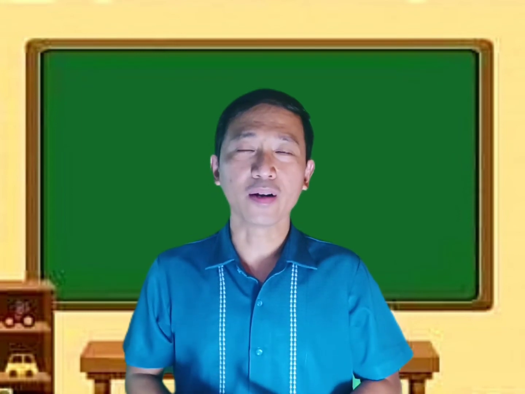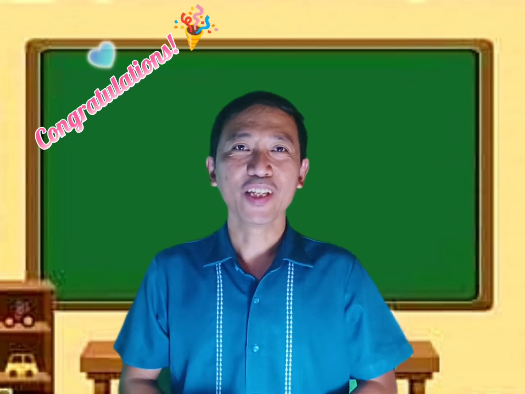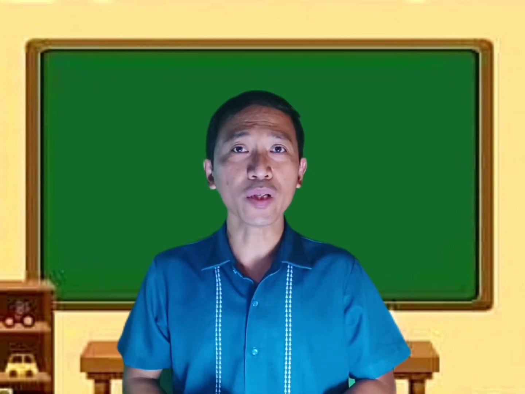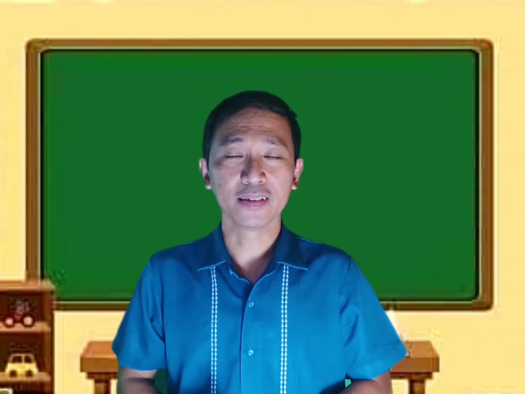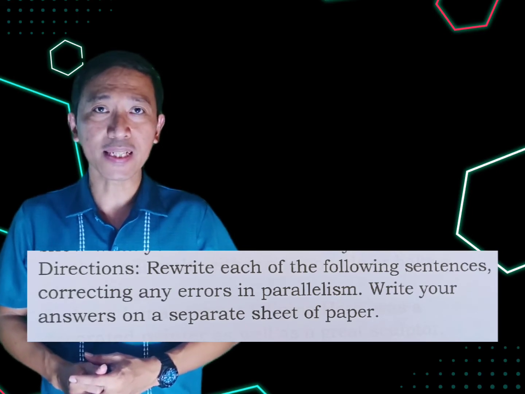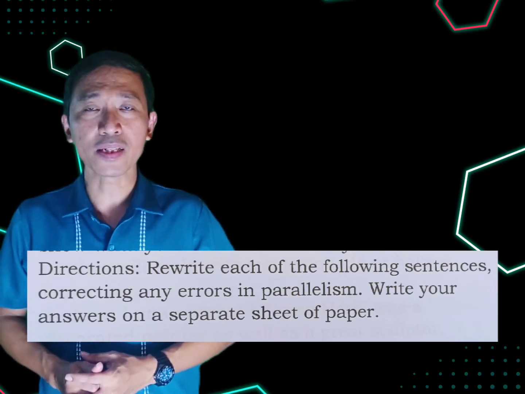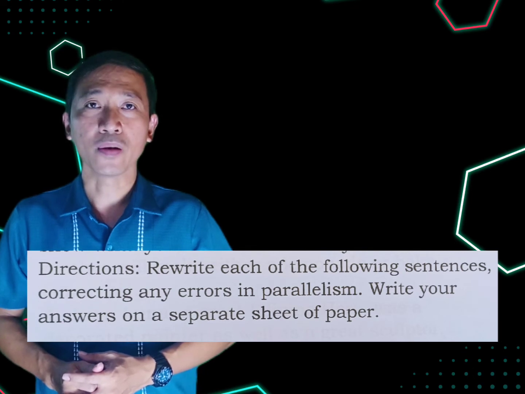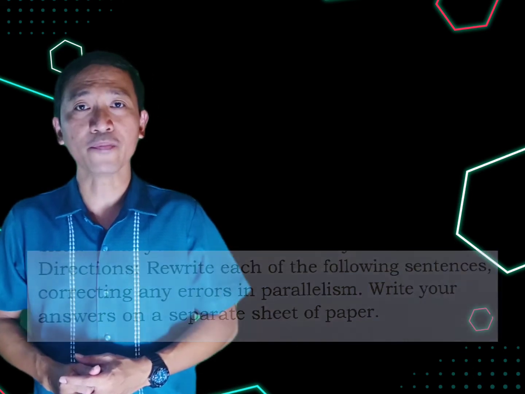If you made it this far, congratulations! You are a step closer to the finish line. This time you have to show what you can do with what you have learned. Directions. Rewrite each of the following sentences, correcting any errors in parallelism. Write your answers on a separate sheet of paper.